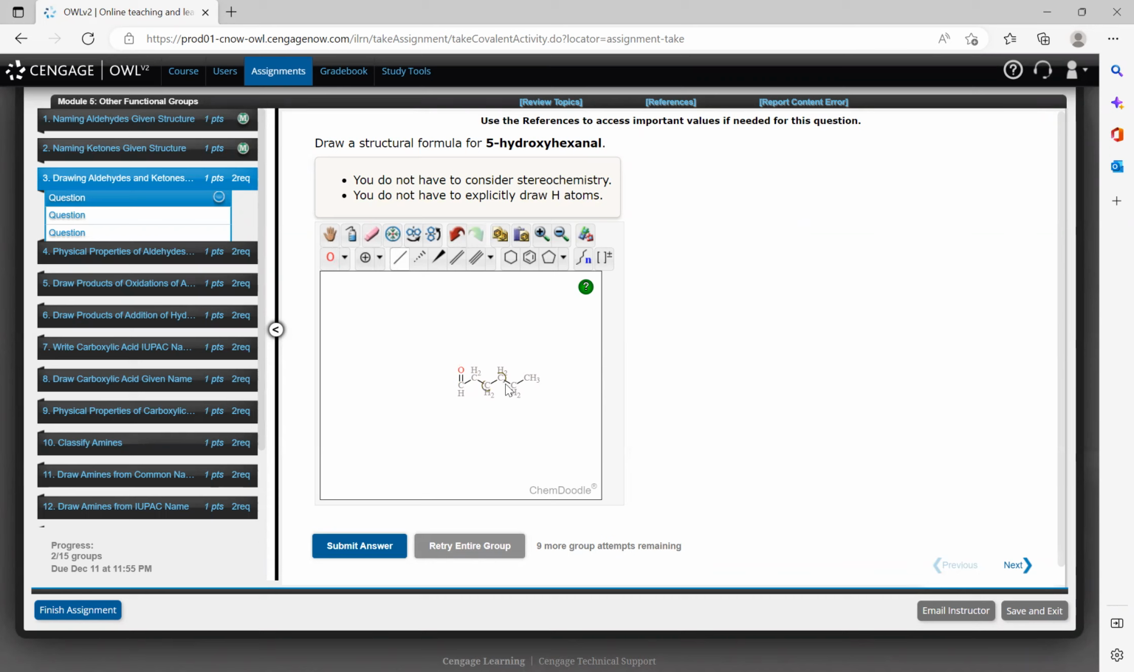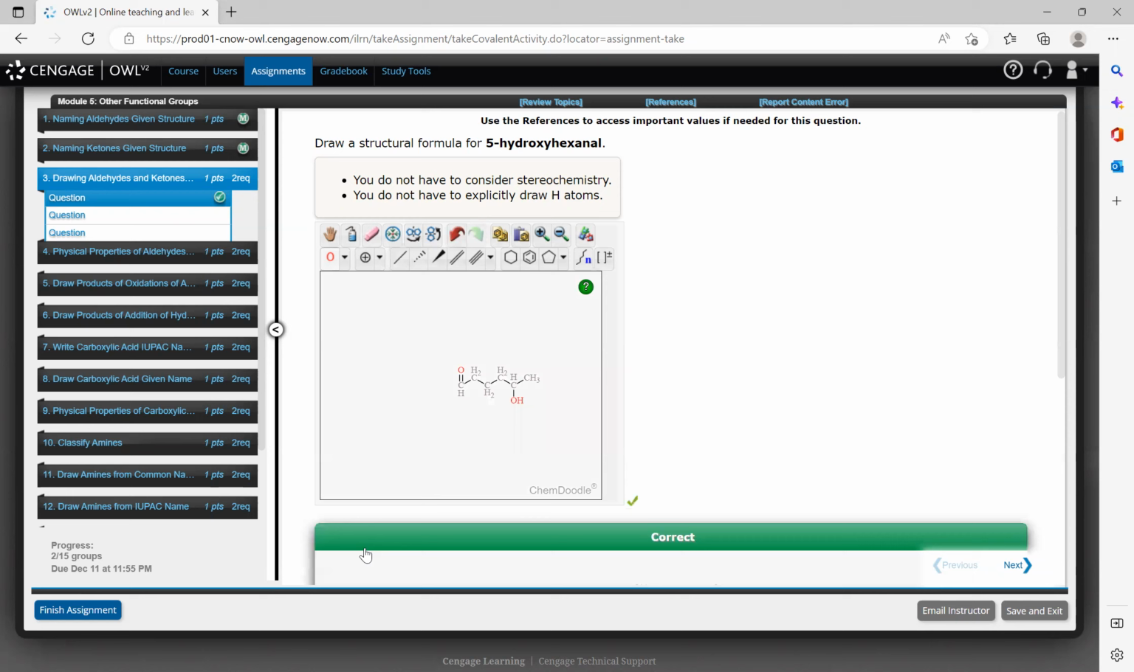Then we have this 5-hydroxy that we have to take into account. Hydroxy is going to be an OH group, and that's going to be considered on the 5th carbon. So we have 5-hydroxyhexanal.